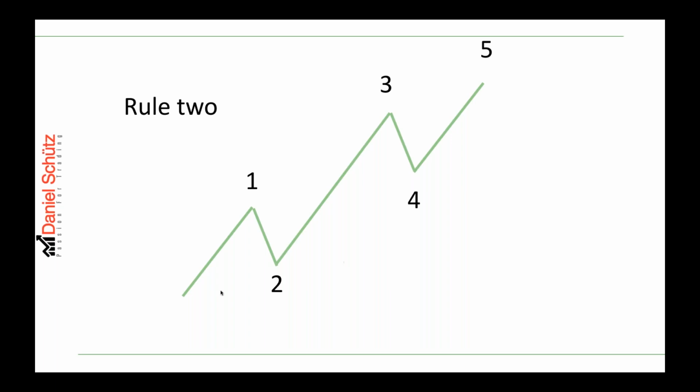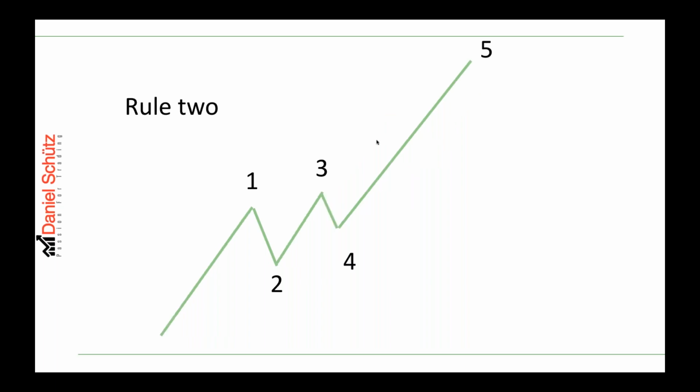Let's go to rule number 2. Rule number 2 says wave 3 cannot be the shortest wave. So this is wave 1, impulse wave, wave 2, correction wave, and wave 3. Wave 3 cannot be the shortest wave. So if a chart looks like that, it's no valid Elliott wave count.